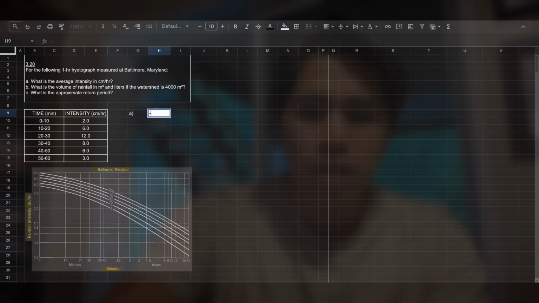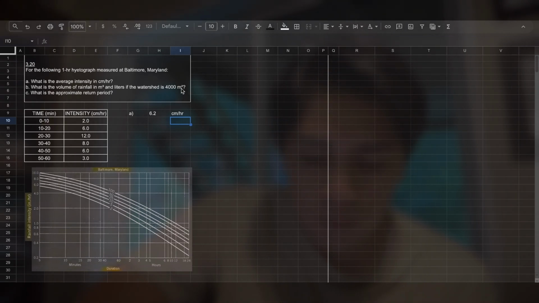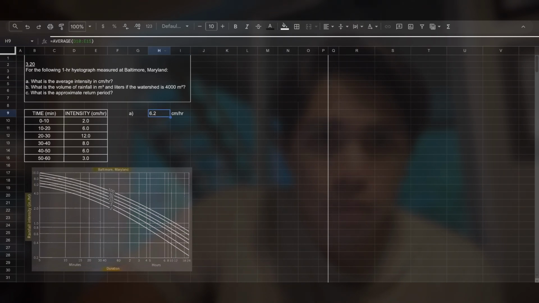is the average intensity, which would be just the average of our intensity values, and that gives us 6.2 centimeters per hour. We're working with centimeters in this problem. Part B says, what is the volume of rainfall in cubic meters and liters if the watershed is 4,000 square meters?